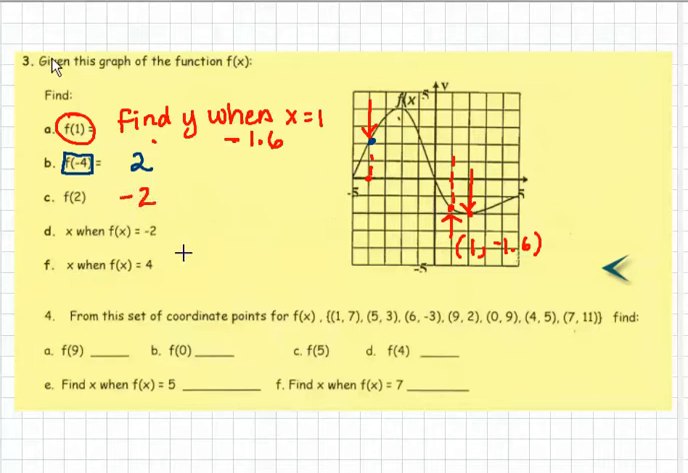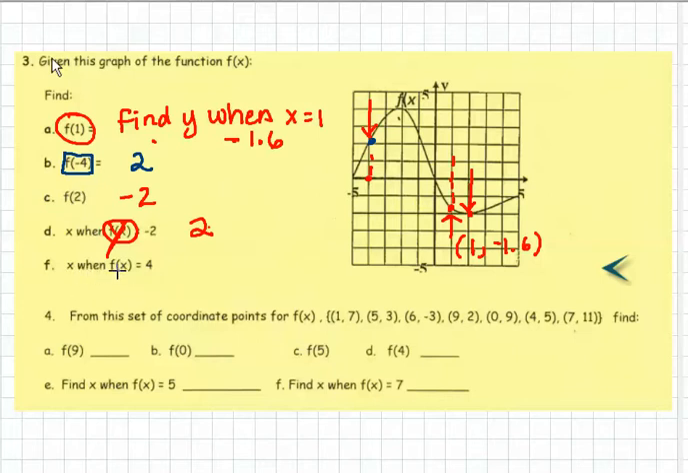Now it's asking me what x is when. Remember, I can think of the whole f of x as being a y. So imagine it's really asking, replace that with a y: what is x when y is negative 2? On my y-axis, I come down here to negative 2, and my x is 2. Kind of like the reverse of question C.